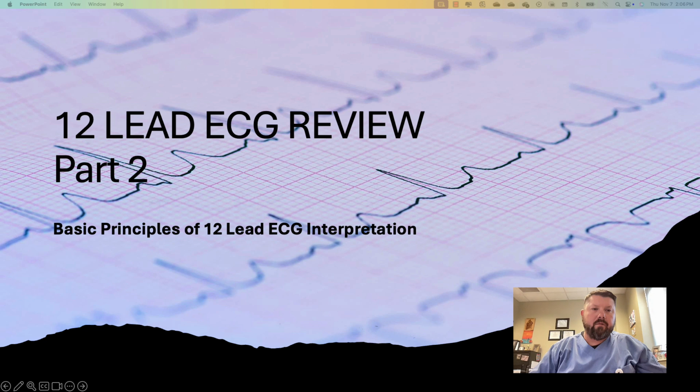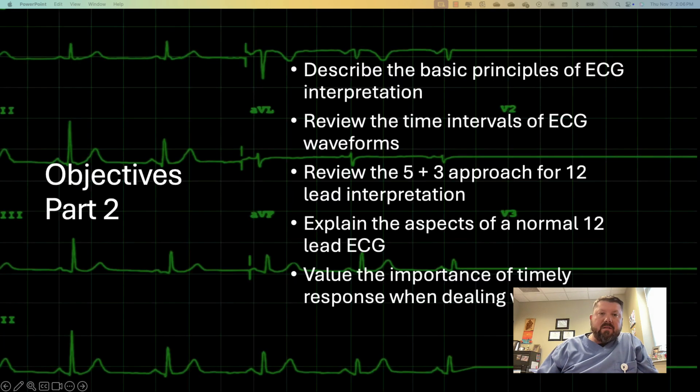In part 2 of the 12-lead ECG review, we're going to discuss the basic principles of 12-lead ECG interpretation. So our objectives for this lecture: describe the basic principles of ECG interpretation, review the time intervals of ECG waveforms. We're going to review the 5+3 approach for 12-lead interpretation, explain aspects of a normal 12-lead ECG, and we're going to value the importance of timely response when dealing with an MI.